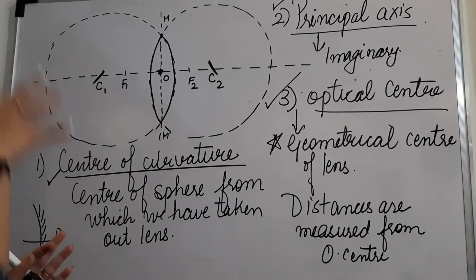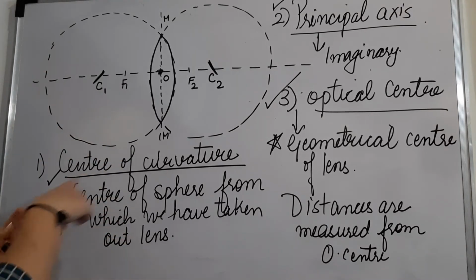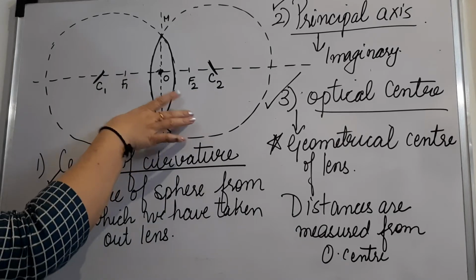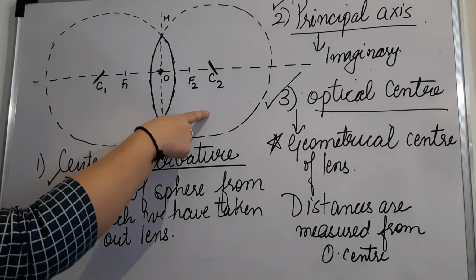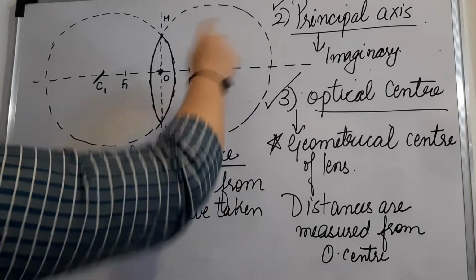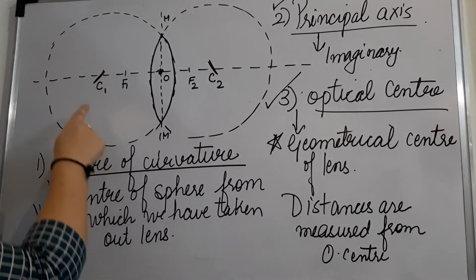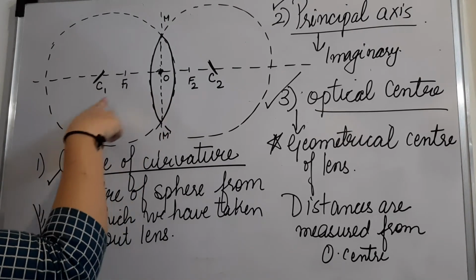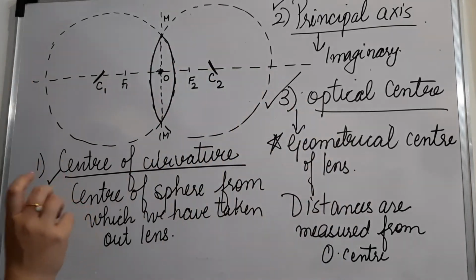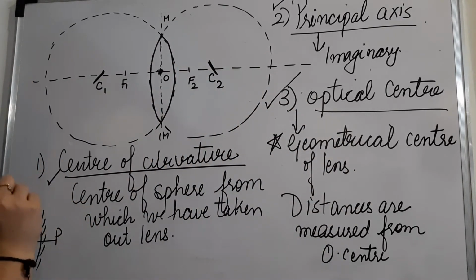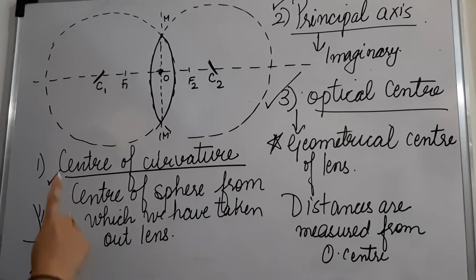So now again we'll repeat first three definitions. Center of curvature is the center of the spheres from which we have taken out the lens. So now in case of lens, we have two center of curvatures because we have taken two spheres. Second is the principal axis. It is nothing but an imaginary line that passes through both the center of curvature, C1 and C2. And third is the optical center, that is the geometrical center of the lens. And what you have to remember, in case of lens, all the distances are measured from optical center, like in case of mirrors, the distances were measured from pole.